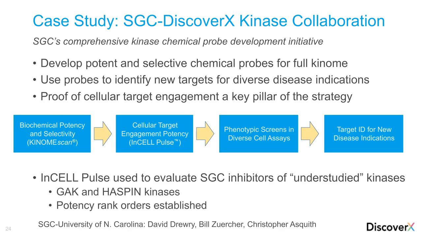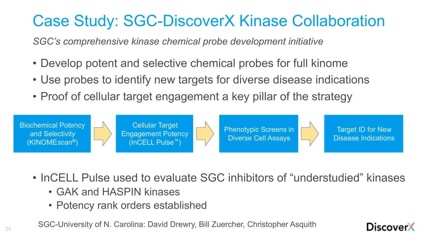Now we have a case study. DiscoverX is working with the Structural Genomics Consortium, based out of North Carolina. The SGC is focused on developing potent and selective chemical probes or inhibitors for every kinase in the kinome. They realize there are about 500 plus kinases, and only about 15% of those have dedicated, well-understood inhibitors. So overall, this is a potential gold mine, with the remaining 85% of the relevant targets for diverse disease indications. Determining these chemical probes or inhibitors will definitely pave the way for this specific initiative.